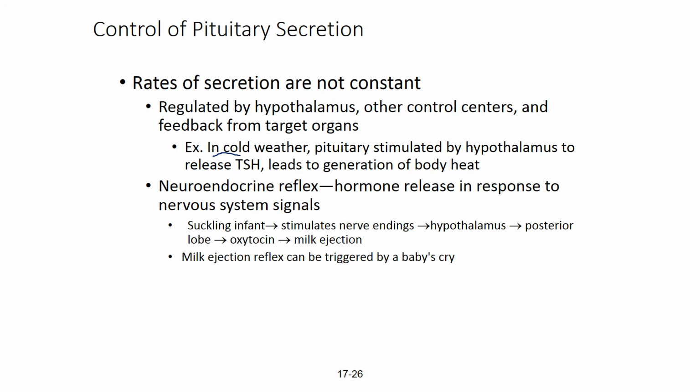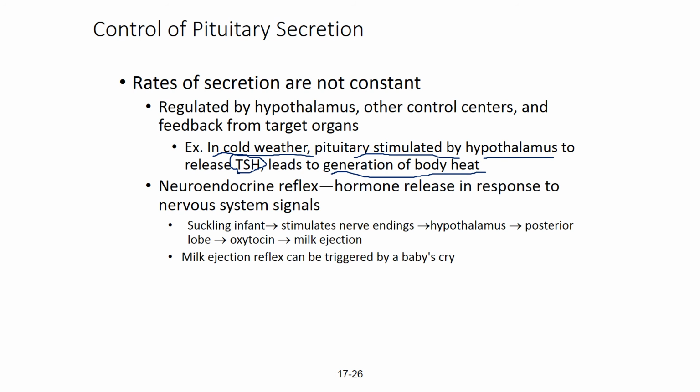For example, in cold weather, when it's cold out, the pituitary is going to be stimulated by the hypothalamus, excuse me, to release thyroid stimulating hormone. And what's this going to stimulate? The thyroid. And the thyroid is going to release thyroid hormone, which is going to have an overall widespread effect on increasing the body's metabolism. This is why hyperthyroidism and hypothyroidism can mess with people's metabolisms and heat generation. So again, that's in response to something going on, like it being cold outside.